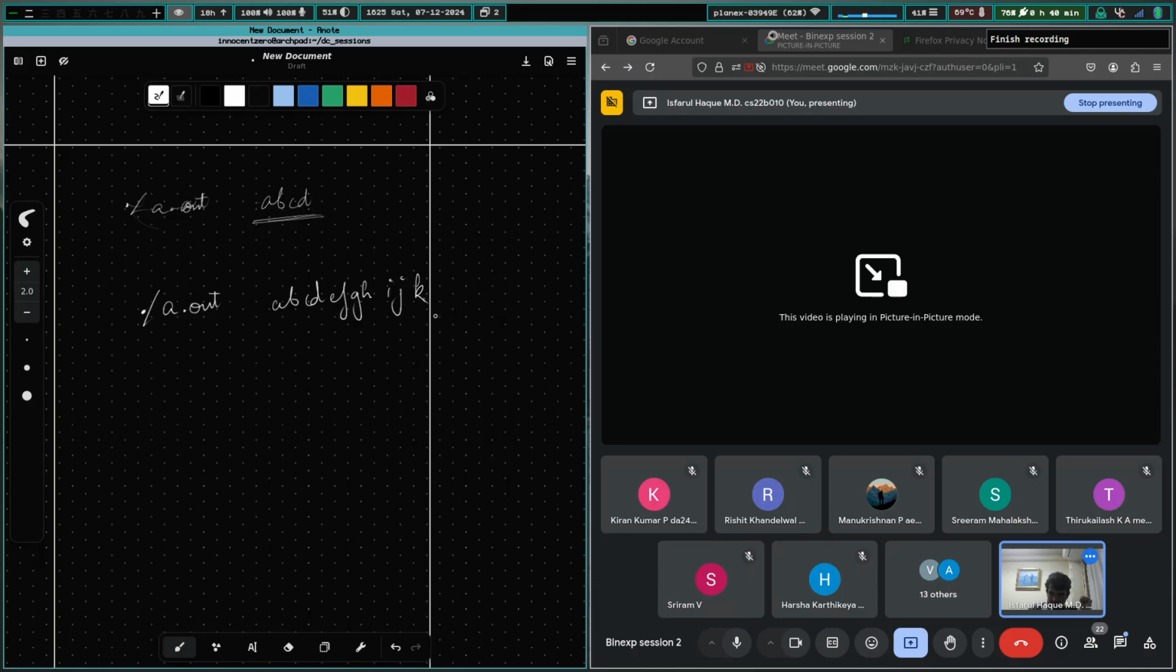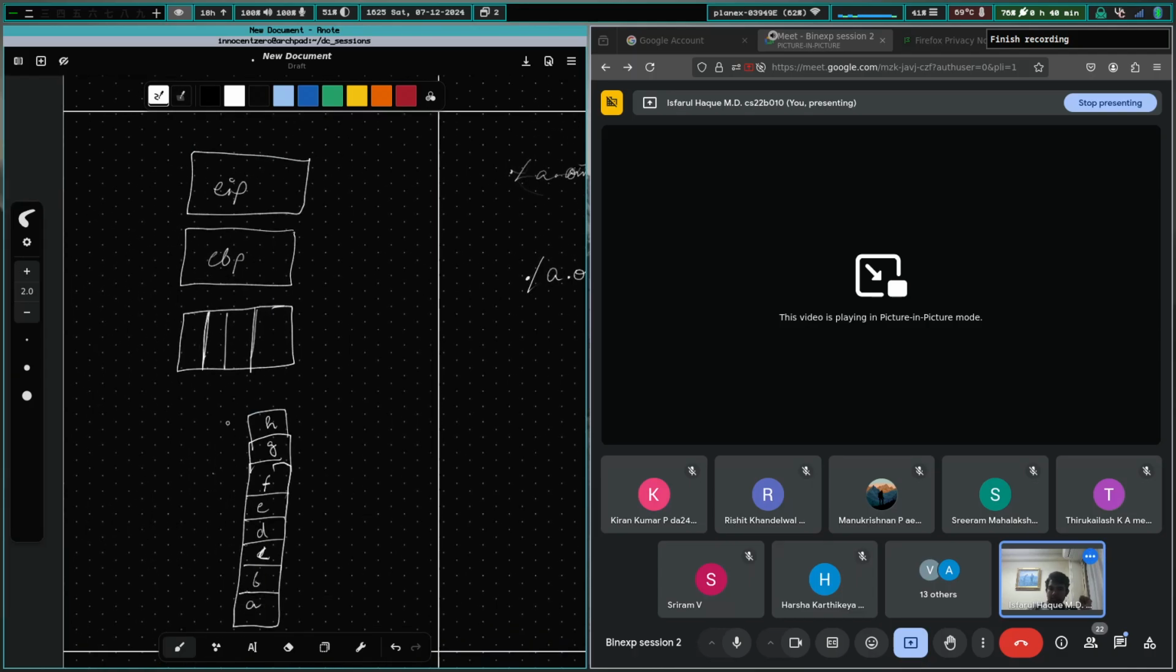Okay, let's erase one more character. I, J, K, E, F, G, H. Now I, J, K, and backslash 0. So, you know, characters are stored as ASCII values, right?